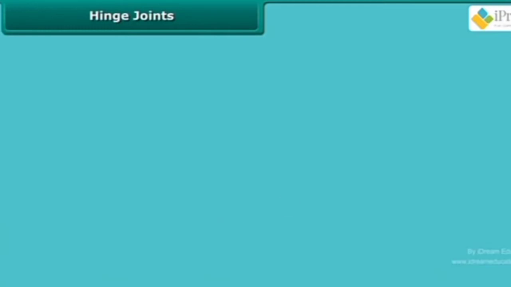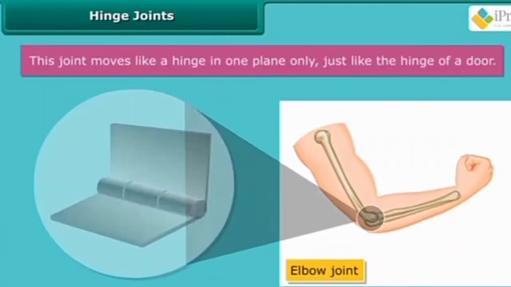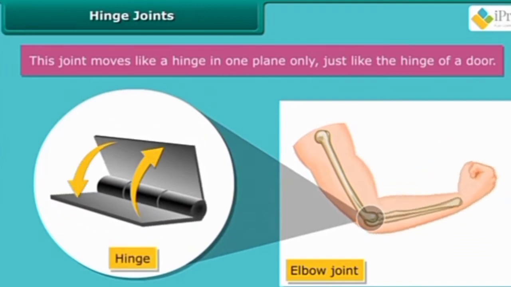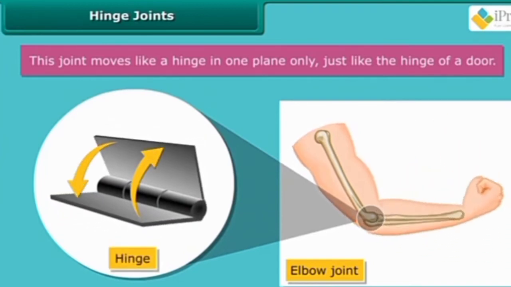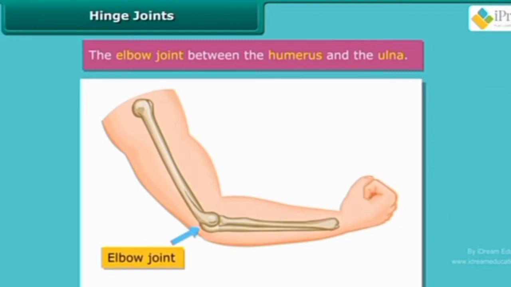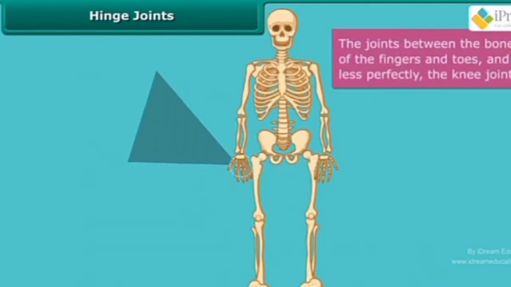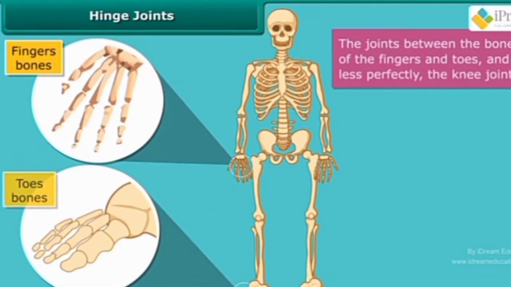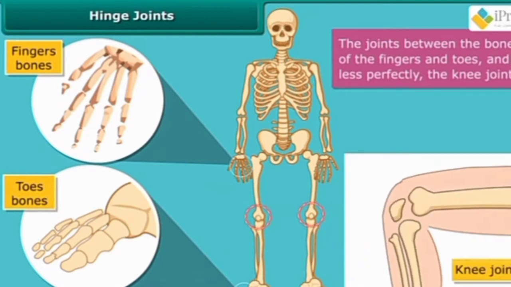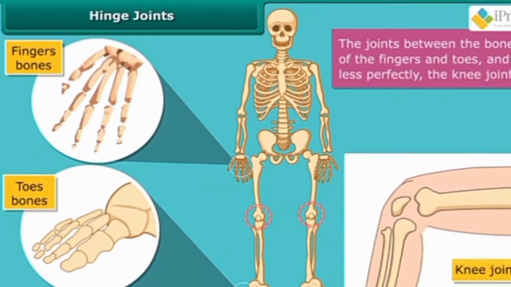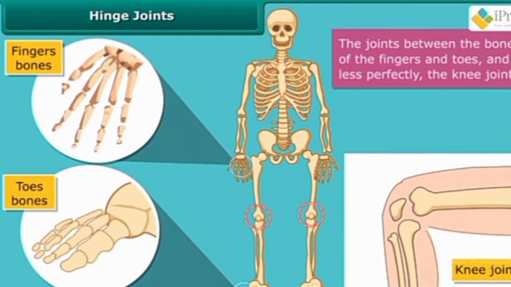Hinge joints. This joint moves like a hinge, in one plane only, just like the hinge of a door. The elbow joint between the humerus and the ulna, the joints between the bones of the fingers and toes, and less perfectly, the knee joint are hinged joints. Hinged joints usually give sufficient power because there is less danger of twisting at the joint.